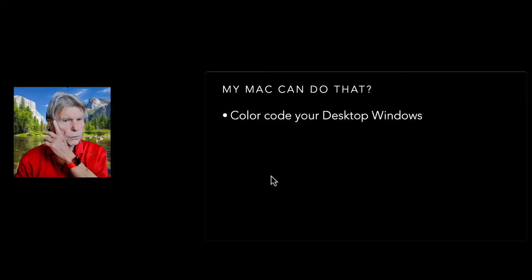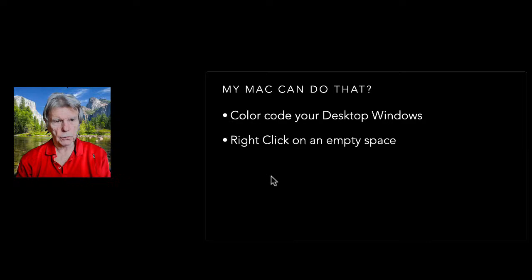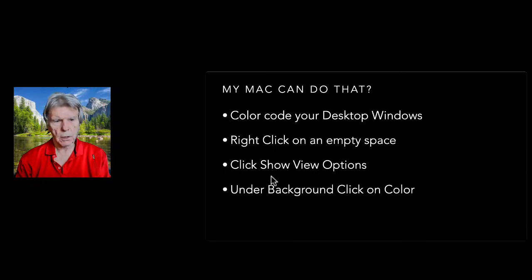You can color code your desktop windows. So when you're in a window, you right click in an empty space, and then you'll get a pop-up menu. You click on Show View Options, and then at the bottom under Background, you click on a color. So let's see how that works.